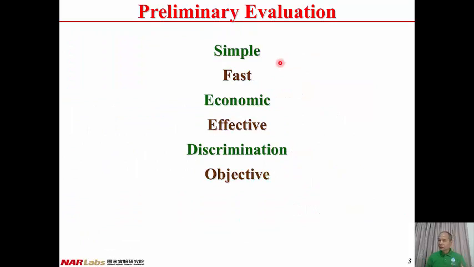For a preliminary evaluation method, it should be simple. That means that it can be finished in a small amount of time. It's fast, it takes little time, and it's economic, it's cheap, it's effective, and has discrimination. That means that we can differentiate which building is qualified and which building is not qualified. And the method must be objective. That means that if the preliminary evaluation of a building is conducted by two different engineers, the results should be very similar, so the method must be objective.